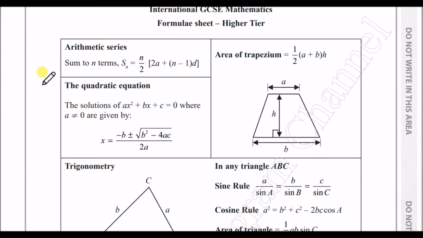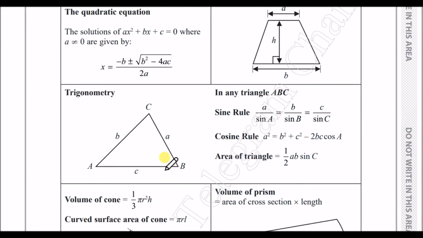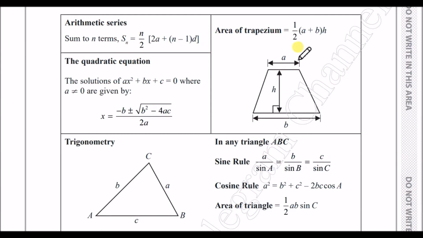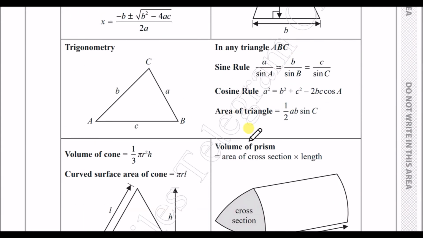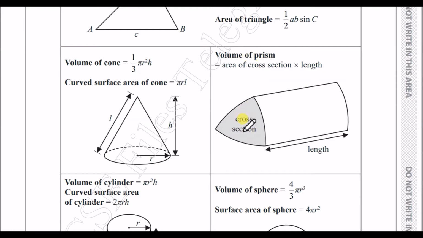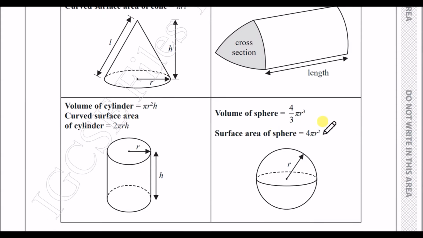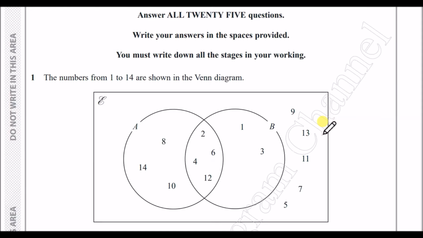Now, as always, you're given specific formulas in your exam. You've got the arithmetic series, the quadratic equation, area of a trapezium. These are all necessary formulas. Personally, it's better you memorize the majority of them. Maybe not the arithmetic series, but the quadratic, yes. Area of a trapezium is good to have an understanding of. Trigonometry is very important. The volumes not so much, but I'd say understand the volume of a prism, because that's quite a tricky one, and probably how the curved surface area of a cone works. Other than that, most of these are okay. So let's go straight to number one.